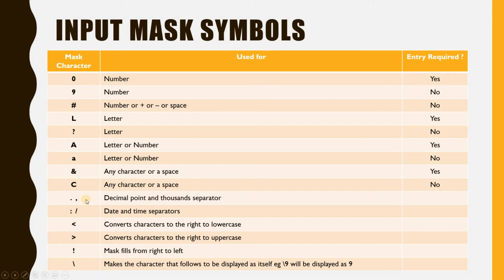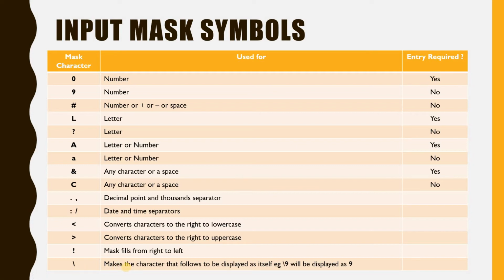Other than that, a full stop and a comma indicate decimal points and the thousands separator. A colon and a forward slash are used as date and time separators. A less than sign converts characters to the right to lowercase. A greater than sign converts characters to the right to uppercase. It's an exclamation mark if the mask is to be filled from right to left. And finally, a backslash makes the character that follows be displayed as itself.